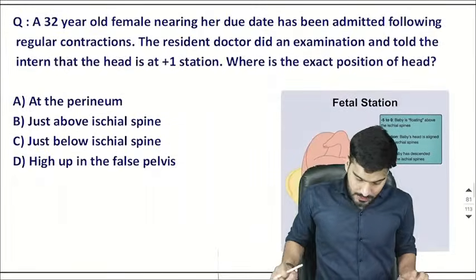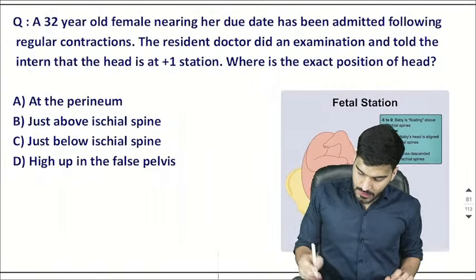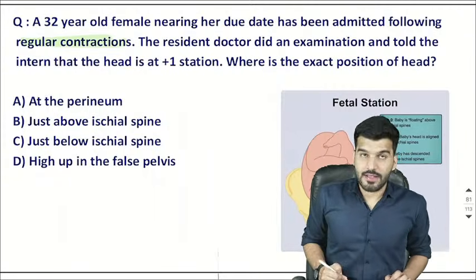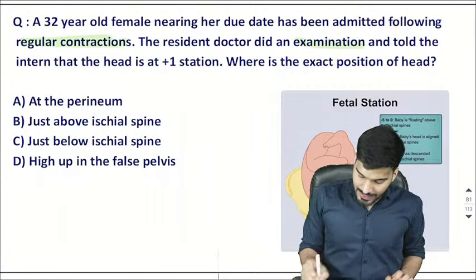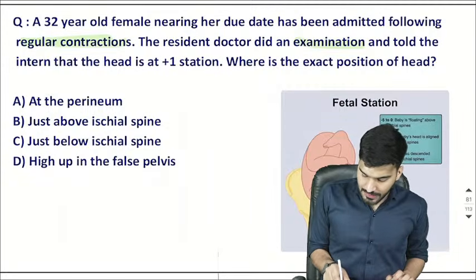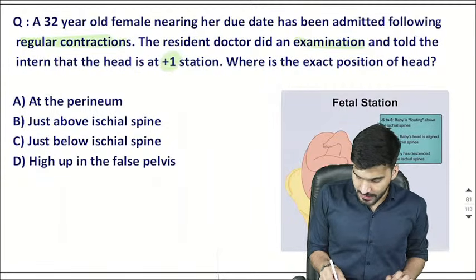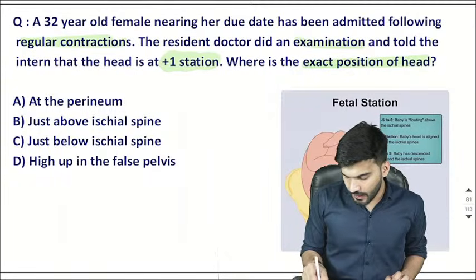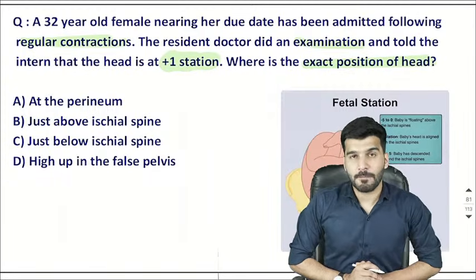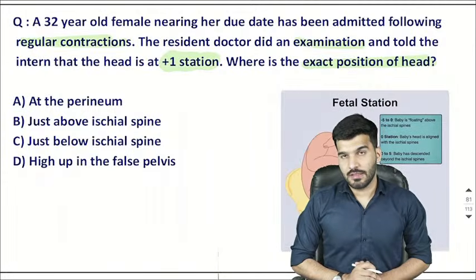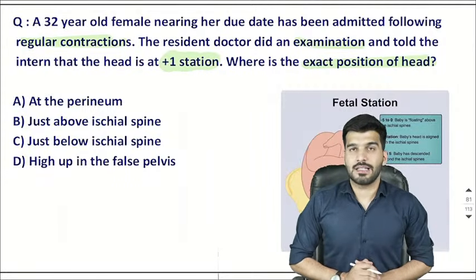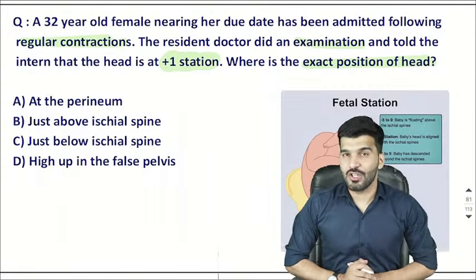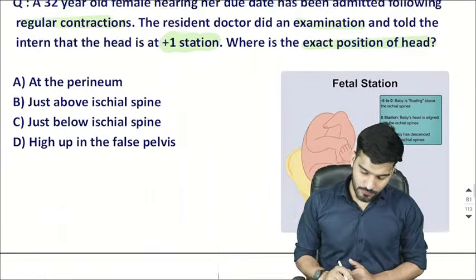Next, a 32-year-old female nearing her due date has been admitted following regular contractions. The resident doctor did an examination and told the intern the head is at the +1 station. Where is the exact position of the head? In order to monitor the labor, we check the fetal head station and we take a reference point. What is the reference point for that?